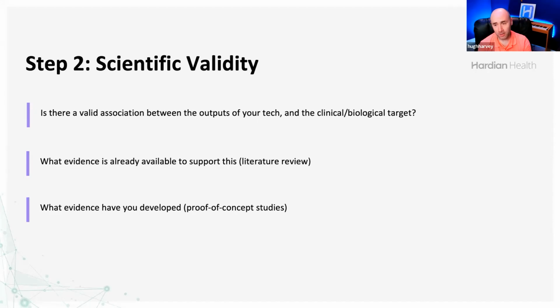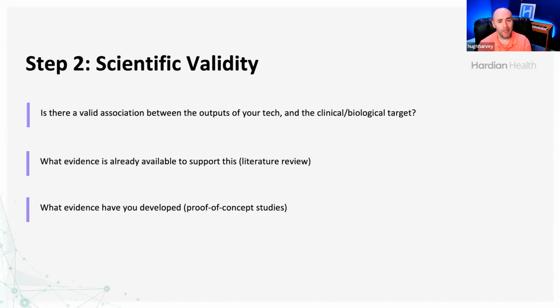You can also, in the scientific validity phase, look at your proof of concept studies. So typically during the development of a software medical device, you will have been doing some form of benchmark testing. And for an AI device, this might be when you've taken a data set, split it maybe 80-20% into training and validation data. That early validation can count towards your scientific validity evidence.